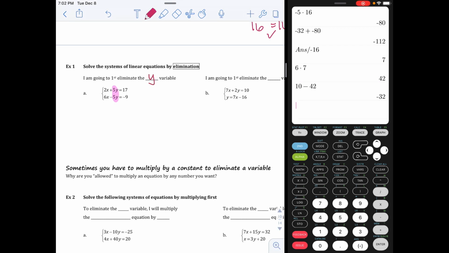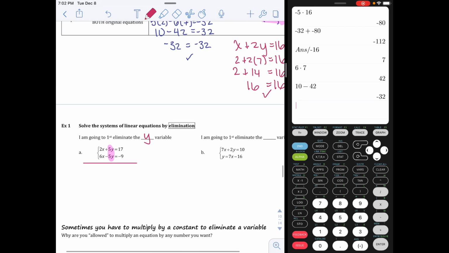All right. This one's kind of nice because it already did a few steps. It did the pre-step, right? They're already in that order. X is on top, Y is on top, constants on the right, and the numbers in front are the same with opposite signs. So we're already a few steps in. We're going to add these. So 2x plus 6x is 8x. Positive 5y plus a negative 5y cancels, equals 17 plus a negative 9.